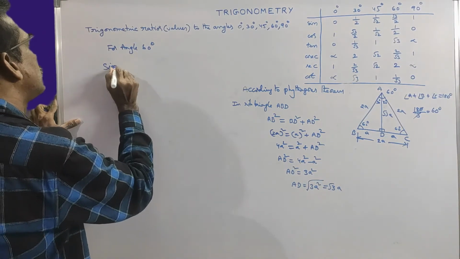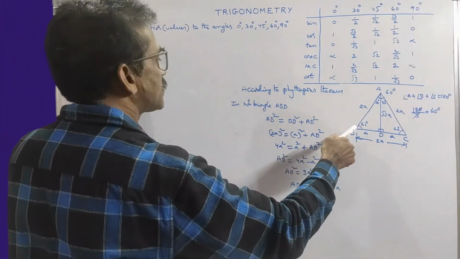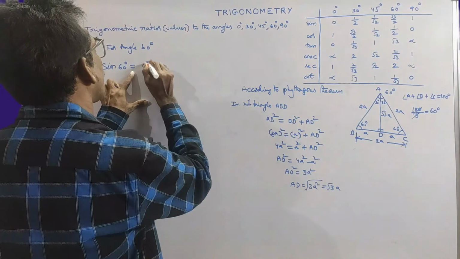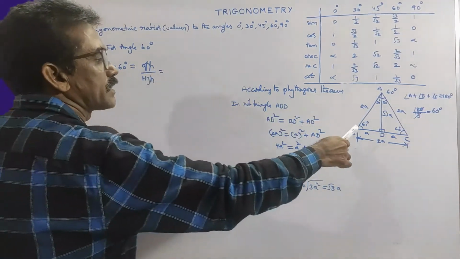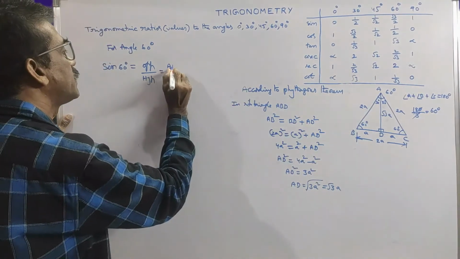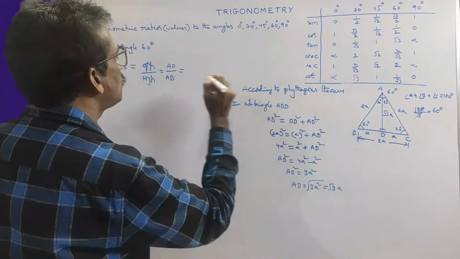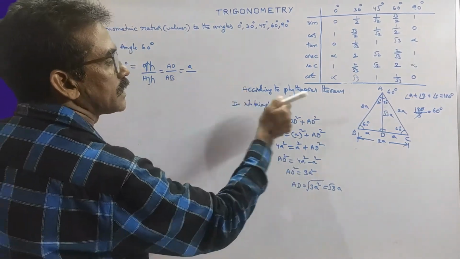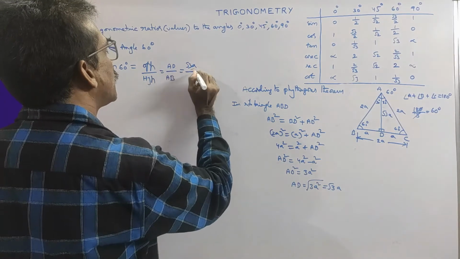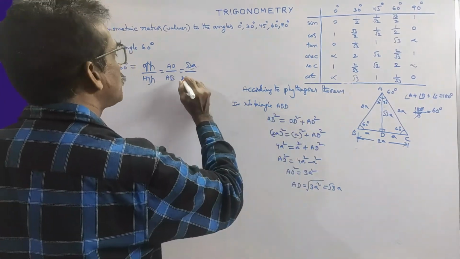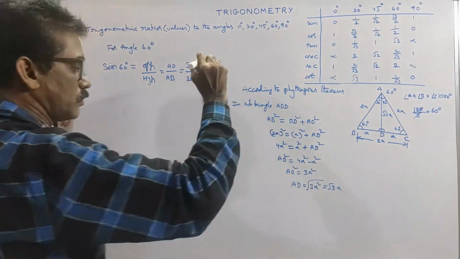So write directly sin 60, but the angle will change here. For sin 60, what is the sine formula? Opposite side by hypotenuse. For 60, the opposite side is AD and the hypotenuse is AB. What is the AD value? It is root 3 A. The hypotenuse AB is 2A. A cancels, root 3 by 2.